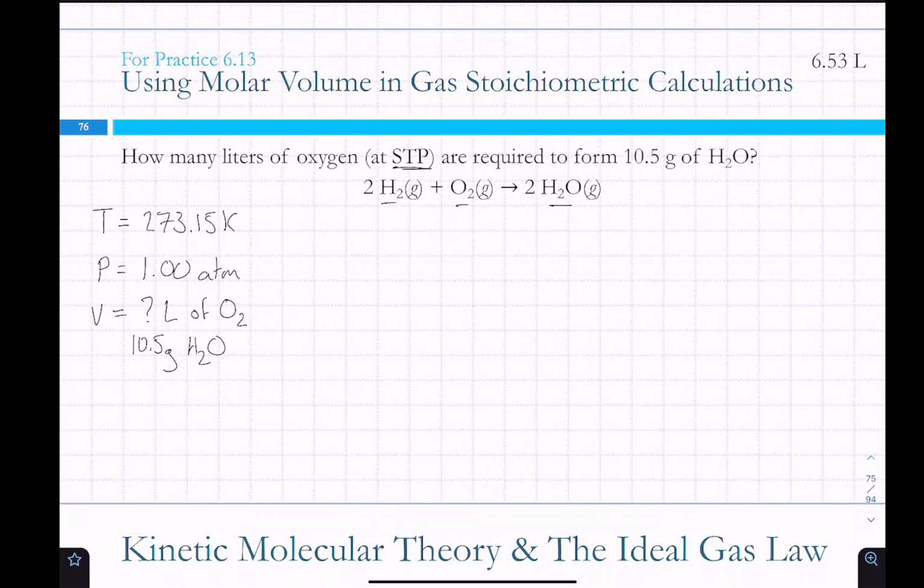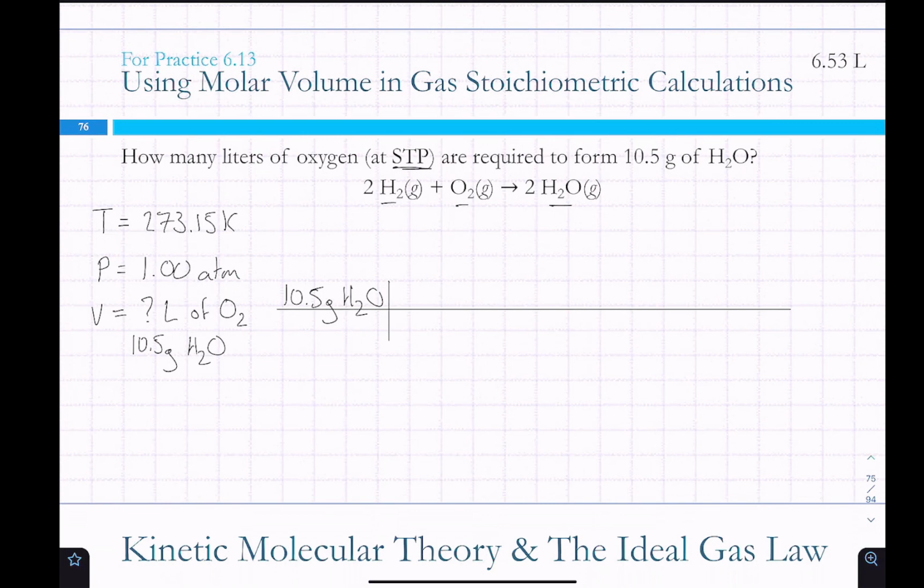The thing that we do have, though, and the thing that we can use to calculate a number of moles of a species in the reaction is the 10.5 grams H2O. Because if we have that, we can calculate a molar mass and then use that to figure out how many moles of H2O it is. And in a stoichiometry problem, that's always the first goal: figure out how to calculate moles of something, one of the species in the reaction.